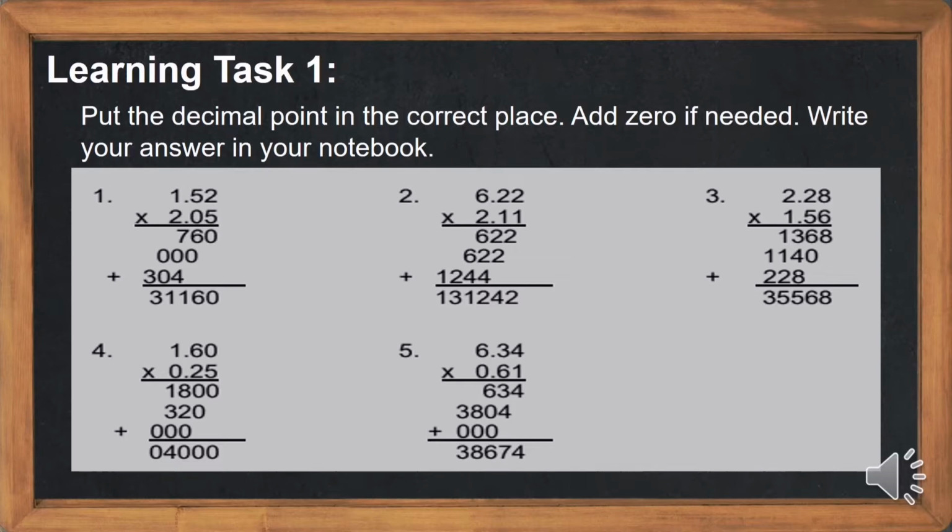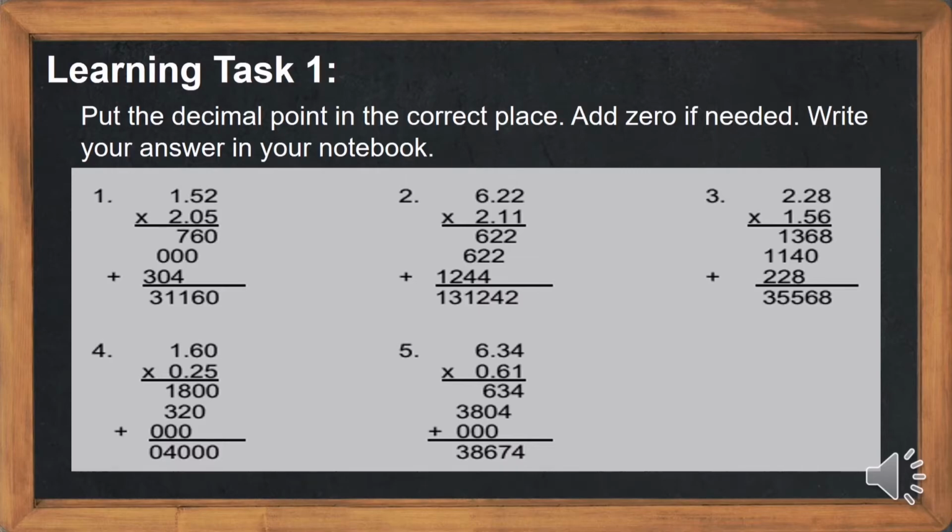Same with number 4, 1.60 times 0.25. Ang nakuha nating sagot ay ang 04000. Ngayon, saan natin ilalagay ang decimal point? For number 5, we have 6.34 times 0.61. So kung bibilangin natin yan, 4 na decimal places yan. So we have 6.34. So from the right, we have 4, 3, and then decimal.